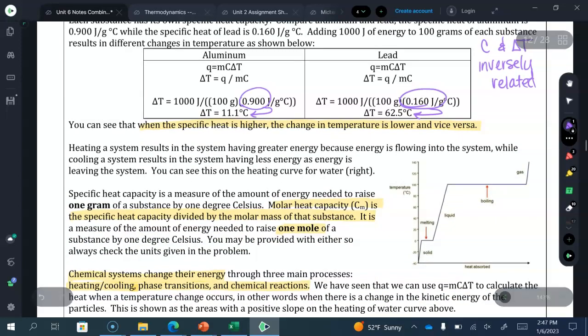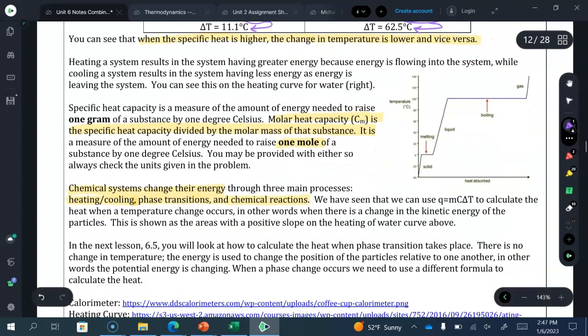Heating a system results in the system having greater energy because energy is flowing into the system, while cooling a system results in the system having less energy as energy is leaving the system. You can see this on the heating curve for water, which is shown to the right.